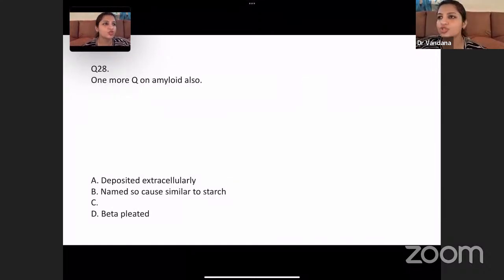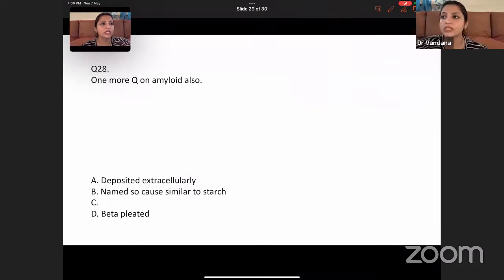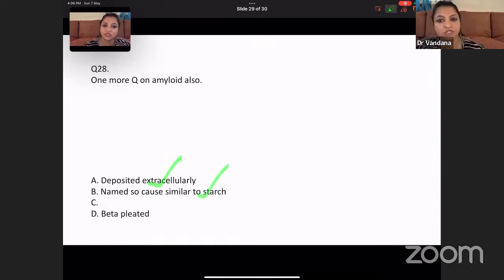There was one more question on amyloid. Sorry, I couldn't get all the options here, guys. I just got that it is deposited extracellularly. That's true. It is named so because it's similar to amylase, that is starch. That's true. It is beta pleated. Yes, that's also true because it's an abnormally shaped protein. It was a multiple choice question, and all the options I got were true.